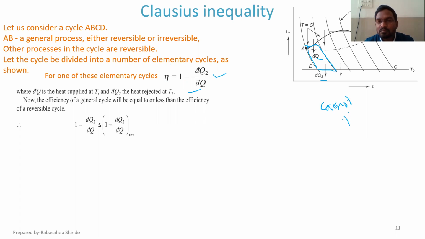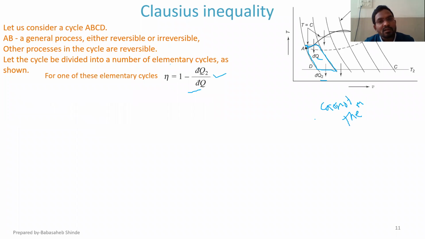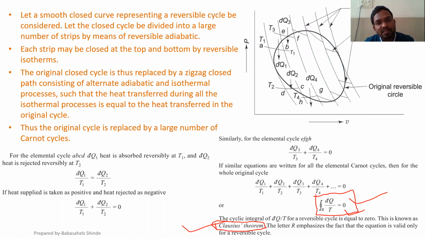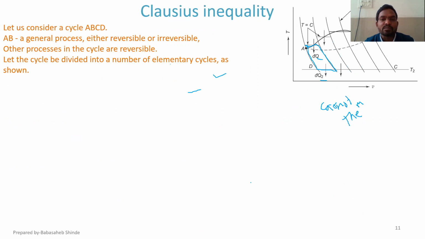Closed integration of dq by T. Carnot theorem is closed integral of dq by T. You got confused between Clausius theorem and Carnot theorem. Clausius theorem is cyclic integral of dq by T is equal to 0. This is Clausius theorem. I am asking about Carnot theorem. Carnot theorem we saw at the beginning of second law of thermodynamics.